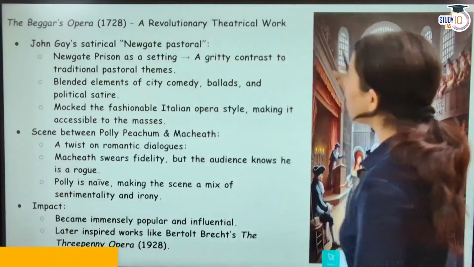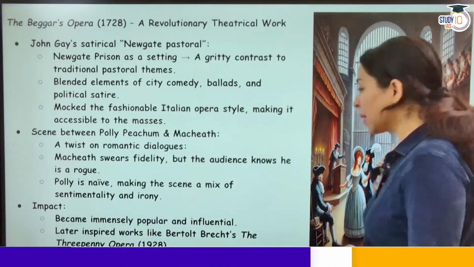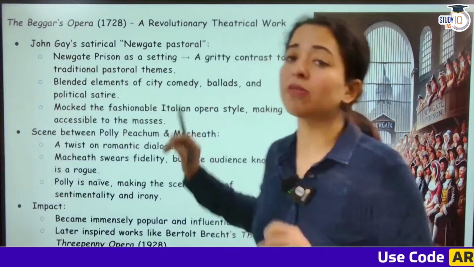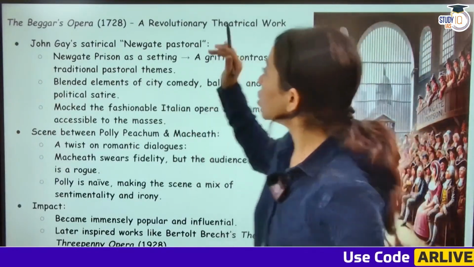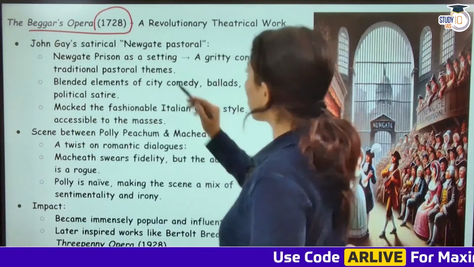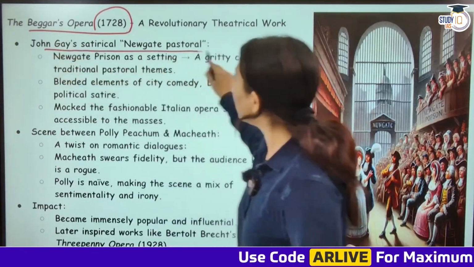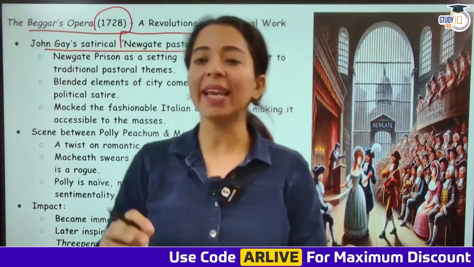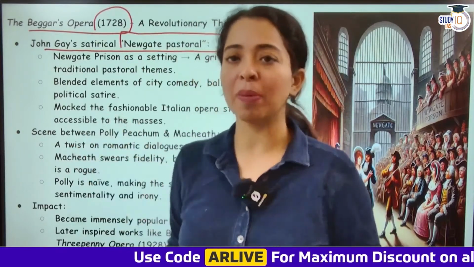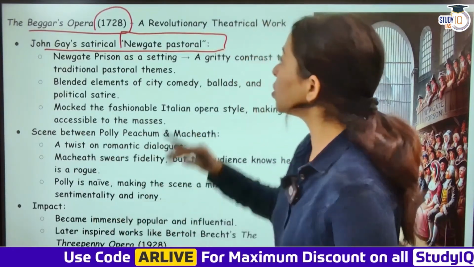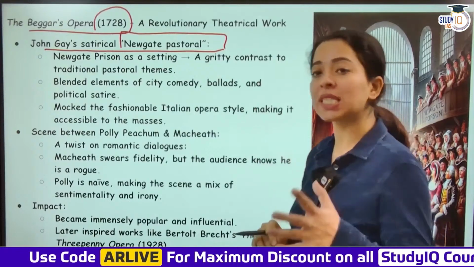Now the Beggar's Opera, a revolutionary theatrical work. Now the Beggar's Opera had many songs, singing, dance, so this was very famous at that time. John Gay's The Beggar's Opera, 1728, and this was John Gay's satirical Newgate pastoral. What does Newgate pastoral mean? Newgate was the name of a prison. At that time a very famous prison, all the prisoners used to stay in Newgate. So the Beggar's Opera was related to that.